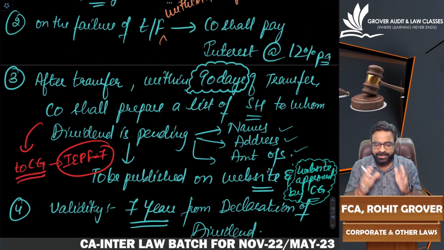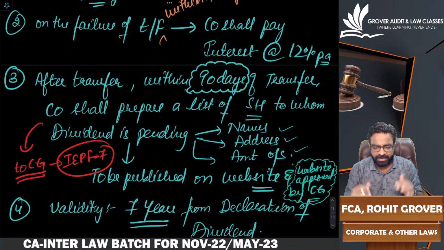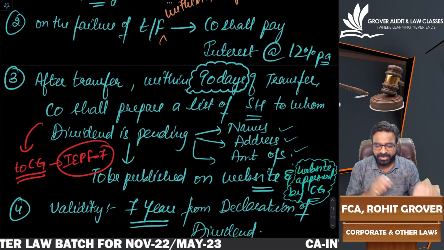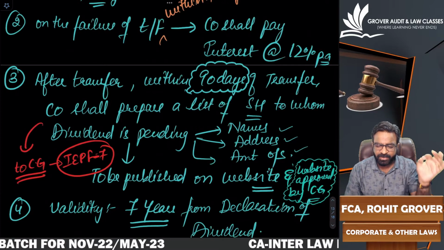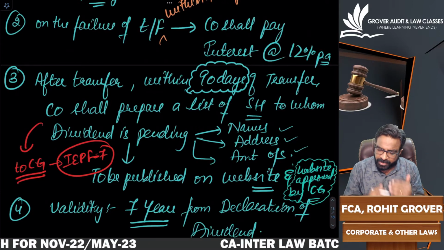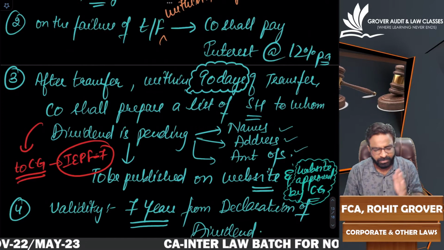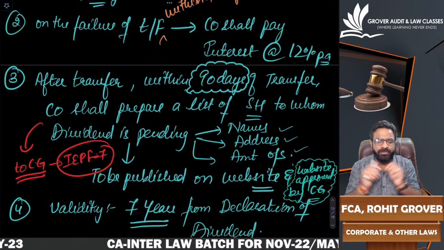Once we transfer the amount to the unpaid and unclaimed dividend account, it is going to be kept in this account for the next how many years? 7 years. We have to transfer the amount into this account within how many days? 7 days from the closure of the dividend account. Non-transfer within 7 days will fetch interest at the rate of 12%.